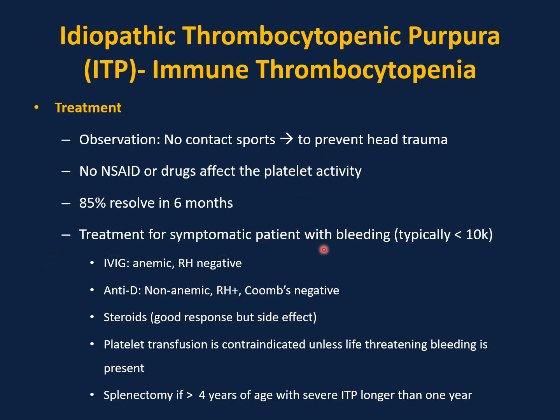Treatment for symptomatic patient with bleeding, typically if the platelet count is less than 10,000: in this case IVIG, especially if they are anemic and Rh negative. Anti-D if they are not anemic and Rh positive and Coombs negative. Steroids, good response, but the side effects and also the problem may mask the diagnosis if there is any other underlying problem. Platelet transfusion is contraindicated unless life-threatening bleeding is present, so actually it doesn't work. Platelet transfusion is a wrong answer for ITP. Splenectomy if more than 4 years of age with severe ITP longer than 1 year.